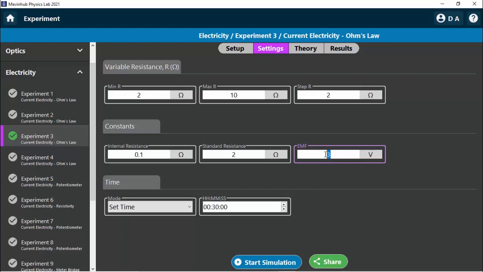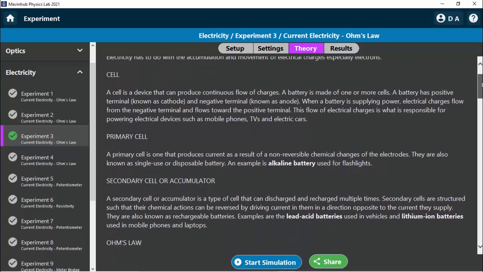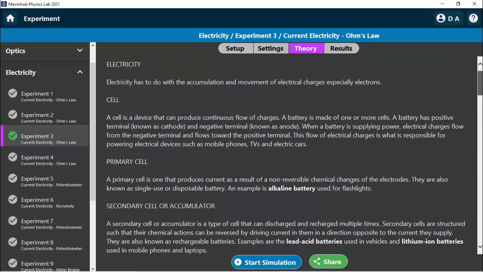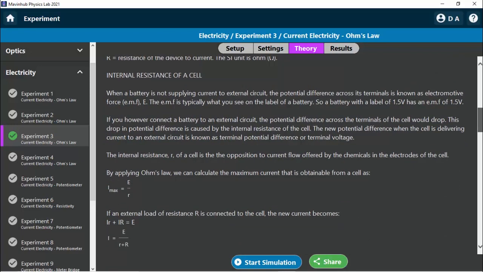We call that new voltage the terminal potential difference. That is the voltage across a battery or across a cell when current is flowing through a circuit. You can get more information about terminal potential difference and e.m.f. under theory. If you go to the theory section of Mavinhub Physics Lab, you get a lot of information about what electricity is, what a cell is, what a primary cell is, what an accumulator is, Ohm's law, internal resistance, and so on.